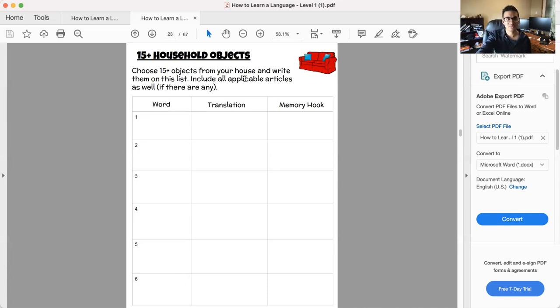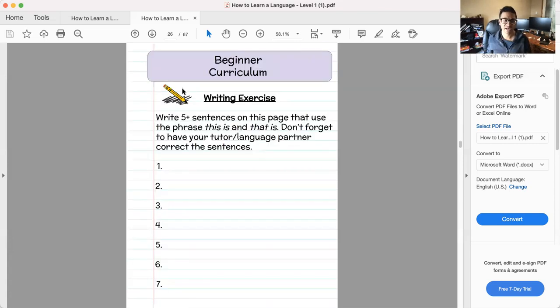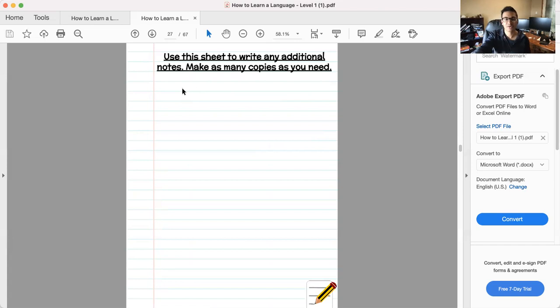So you're going to choose 15 objects from your house, write them on your list as you talk to your language partner. You say, hey, so what's this in Japanese? Oh, that's okay, great. Remember, do this in the target language. Once you've done that, I've given you a writing exercise here. I want you to write 5+ sentences using this is and that is, right? So this is a phone, this is a pencil, this is whatever you've learned around your house. I've put a sheet in the workbook for any additional practice or notes, maybe some grammar points you stumbled across, and this is where you'd write those in.